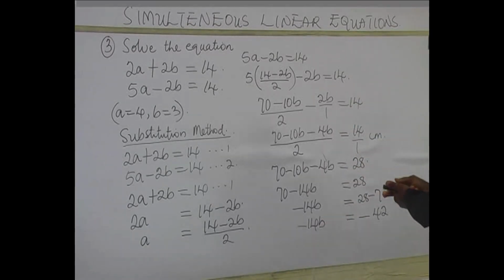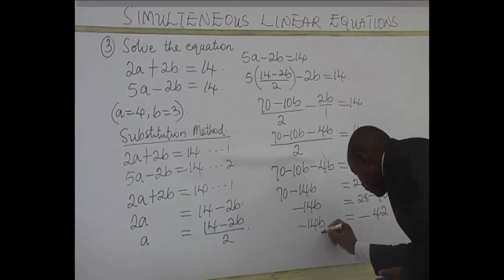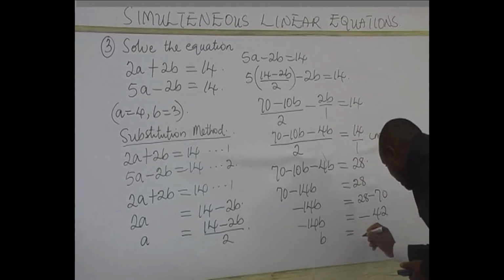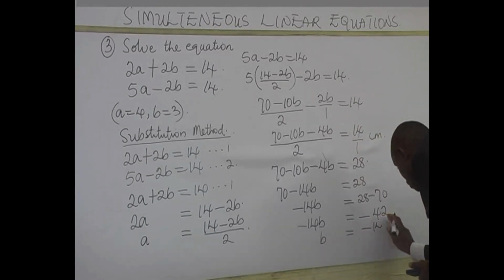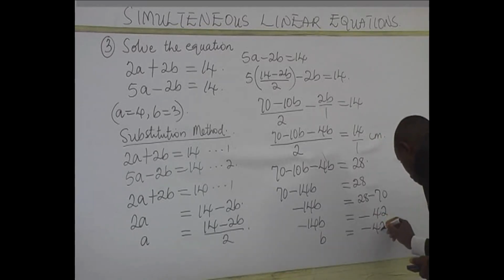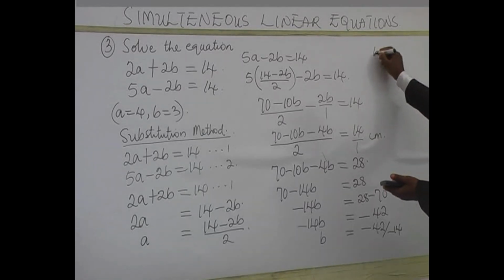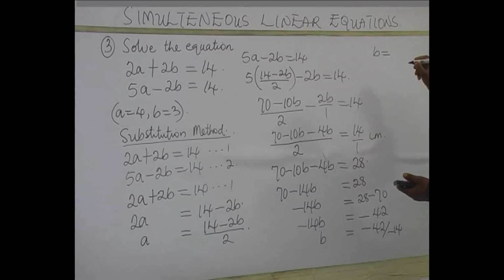Divide both sides by minus 14 so as to remove minus 14 as the coefficient of b in the left hand side. You will be left with only b in the left hand side, and it's going to give you minus 42 divided by minus 14. That will give you the value of b. 42 divided by 14 should be 3. So the value of b is 3.